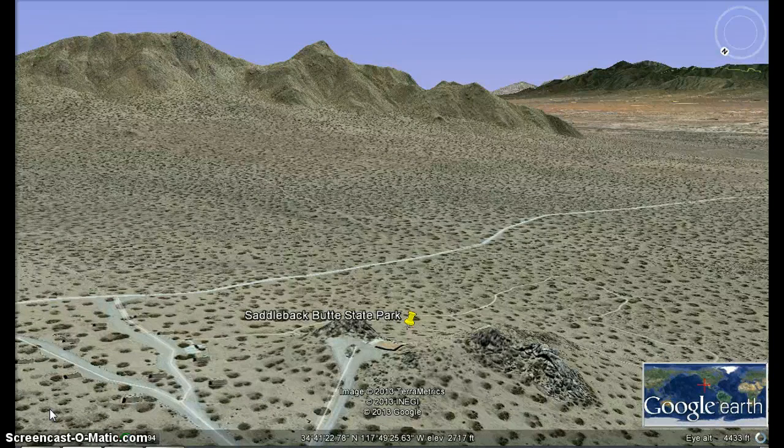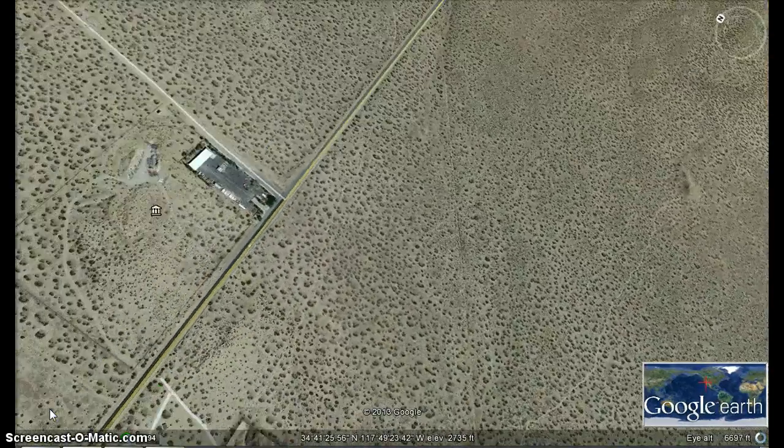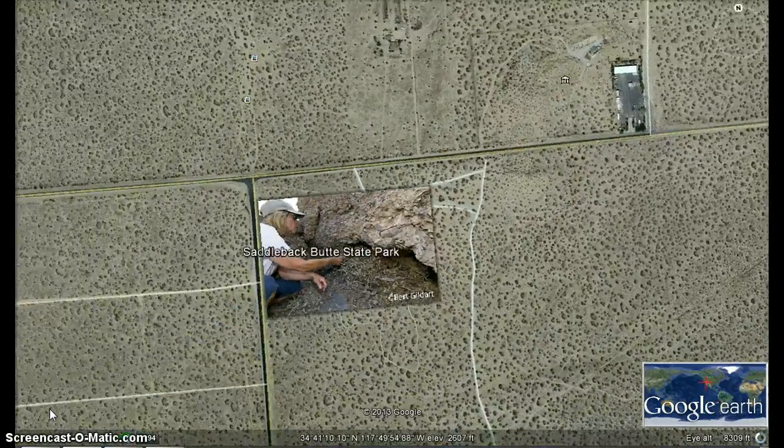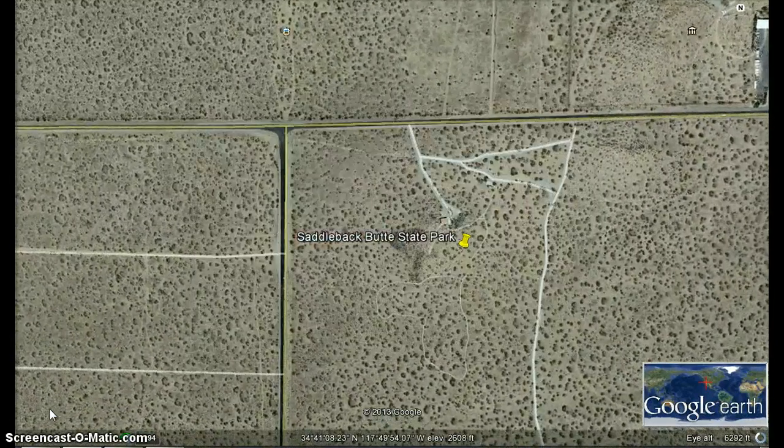At this stop, we will observe the natural feature of pack rat middens, which gives data about past rainfall at Saddleback Butte State Park. Here is an image of a pack rat midden. The middens look a lot like really large birds' nests filled with twigs, plant debris, and seeds.